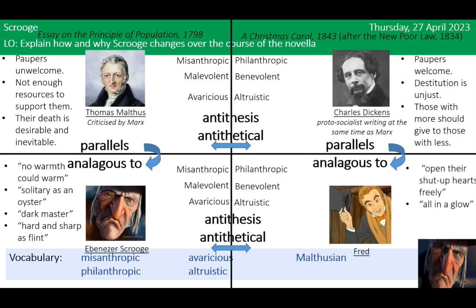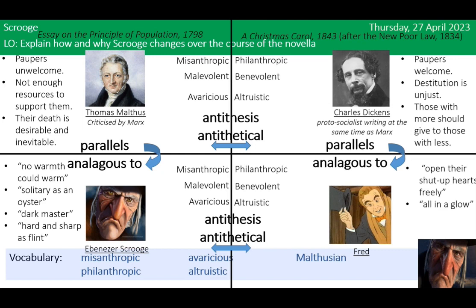Right, I want us to draw some comparisons then. We've got this man, Thomas Malthus, with misanthropic, malevolent, avaricious views. He thinks paupers are unwelcome and that their death is desirable. He is the antithesis of Charles Dickens. The antithesis means the complete opposite. Okay, Charles Dickens was philanthropic, benevolent, altruistic.